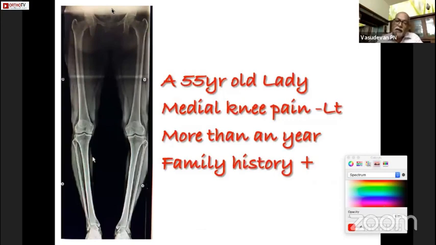So this is another 55-year-old lady complaining of medial knee joint pain for more than 1 year, and she had a strong family history of similar illness. And you can see the right side is worse than the left side.